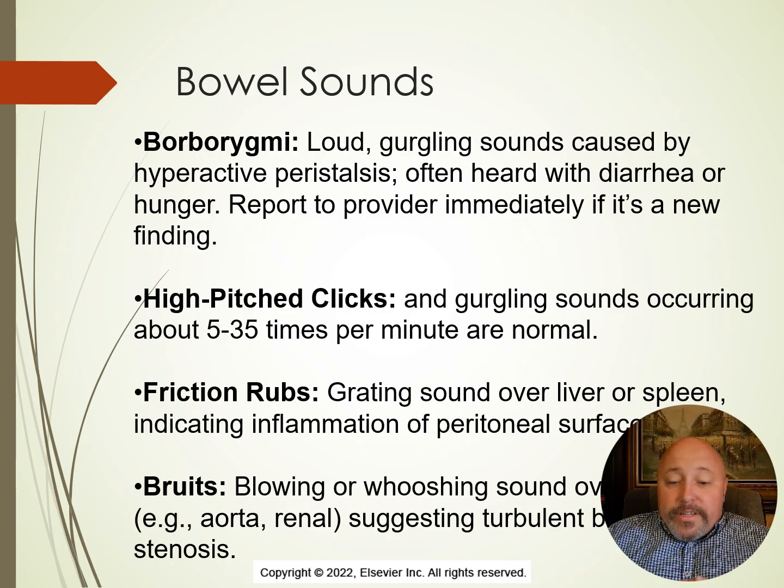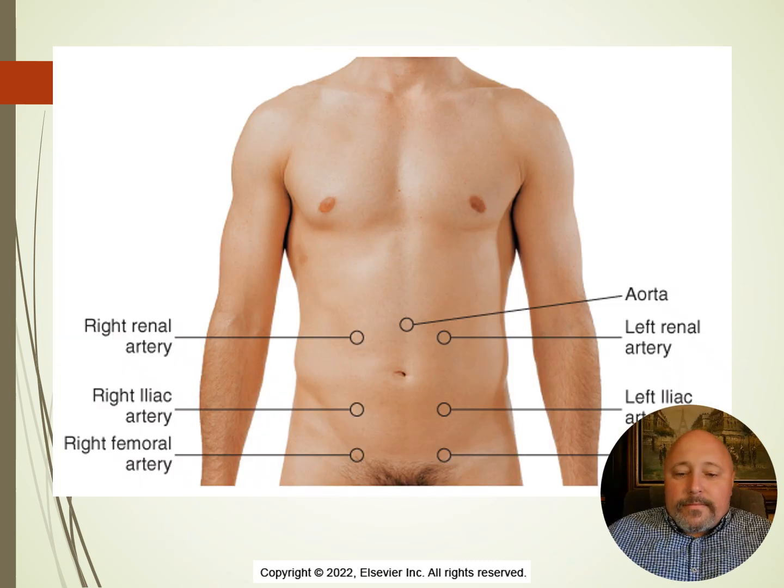And finally, bruits. These are going to be our abnormal whooshing sounds that we'd hear if there was some sort of obstruction within the aortas. And here we just have a diagram showing where are points where we would auscultate for the aortas and arterial blood system of the abdomen.